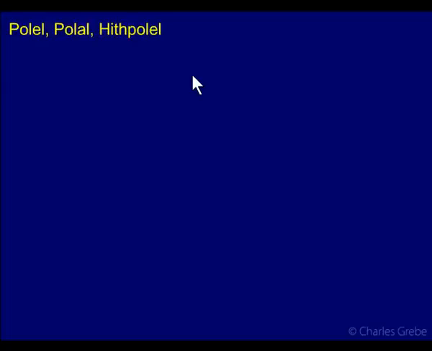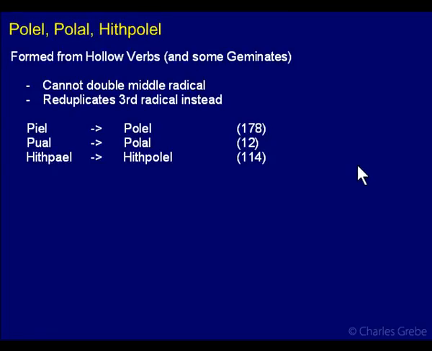Polel, Polal, Hithpolel. This is our first series here, and of all the ones that replace Piel, Pual, Hithpael, this is the most important. So we start with this, and then we'll show comparisons to these three. Now, what are these? Well, these are binyanim that are formed from hollow verbs and some geminates.